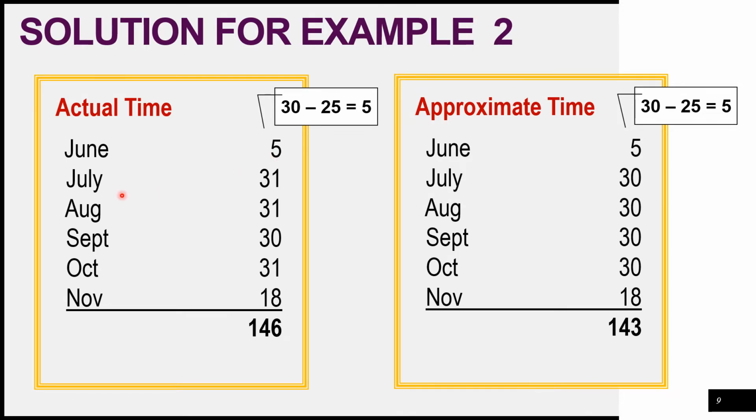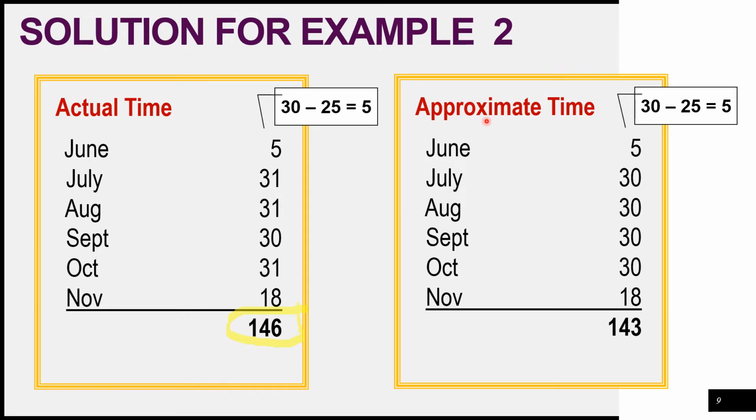And then, next month is July with 31 days, August has 31 days, September has 30 days, and October has 31 days. November, we only have 18 days since we are going to end on November 18, 2008. Now, adding all the number of days from June to November, we have the total of 146 days. This is the actual number of days from June 25, 2008 to November 18, 2008.